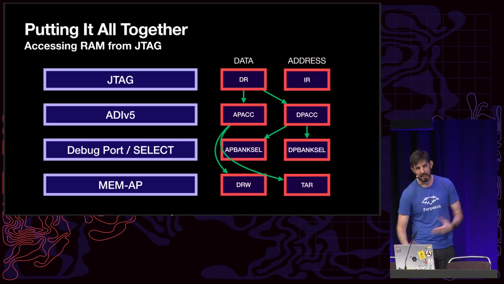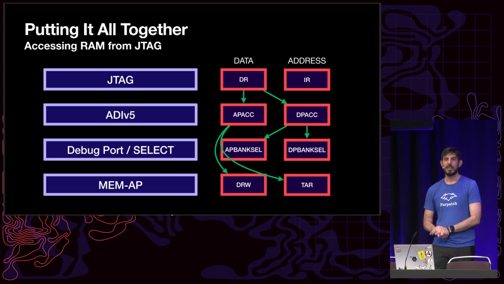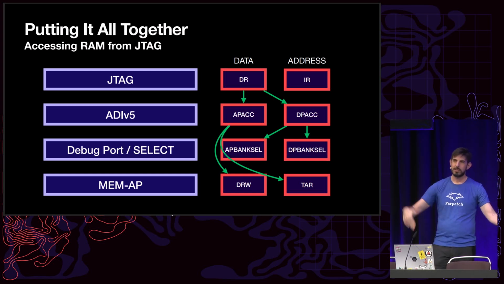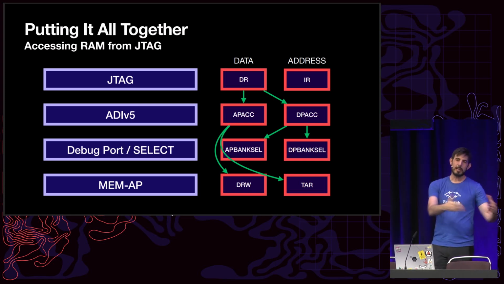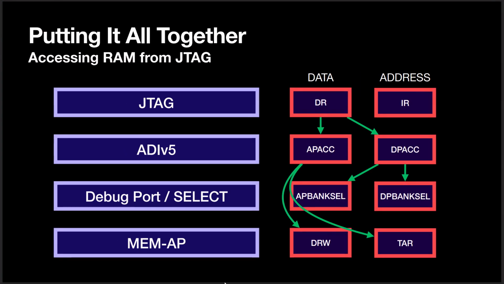And so just to recap everything we've talked about so far, up at the top we have JTAG with its data register and its instruction register. And then we write into the data register to access the APACC and the DPACC, which are like the ADIv5 specification. And then from there, we set the bank using the DPACC register. And finally, by writing into this APACC register, we can access MEM-AP, and we can get access to main memory. So that's everything we need to access an ARM CPU over JTAG.